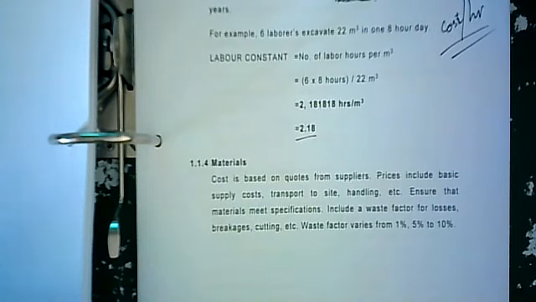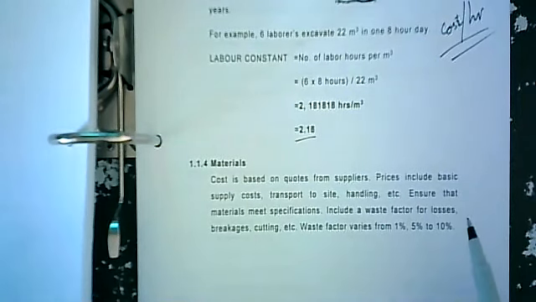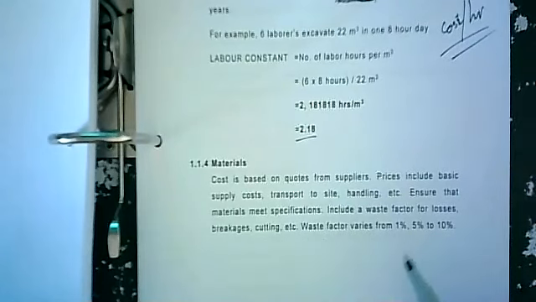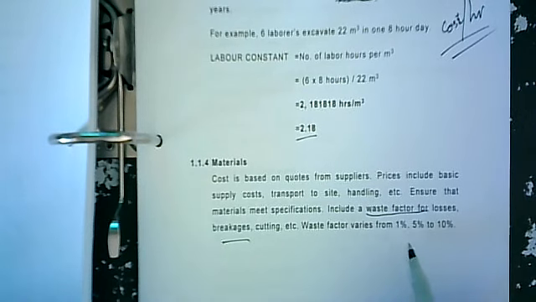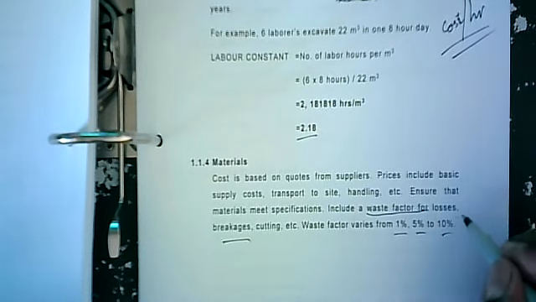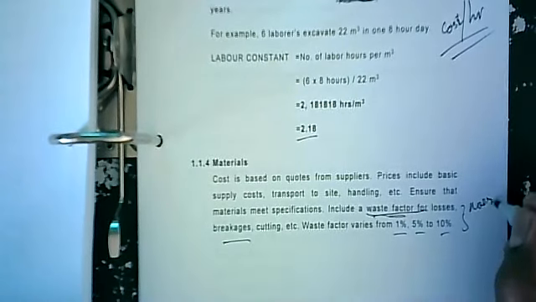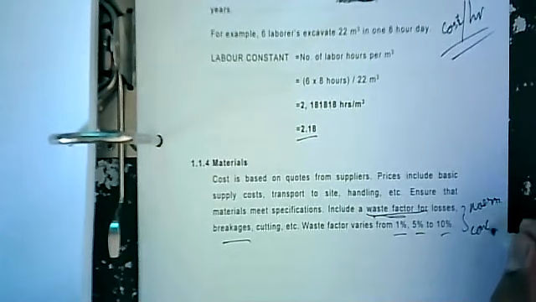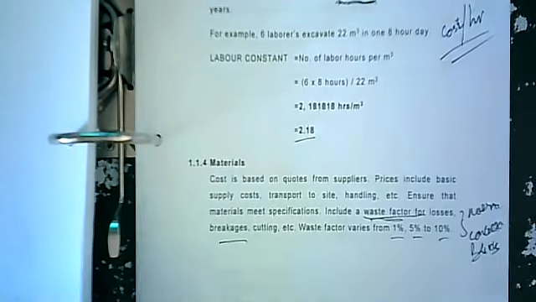Right, materials. Cost is based on quotes from suppliers. Prices include basic supply costs, transport to site, handling, etc. Ensure that materials meet specifications, and include a wastage factor for losses and breakages. And we'll touch on calculations for the waste factor for mortar, concrete, bricks, as we come to our calculations.